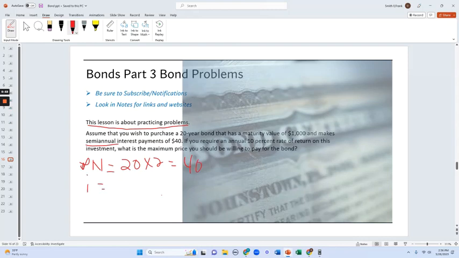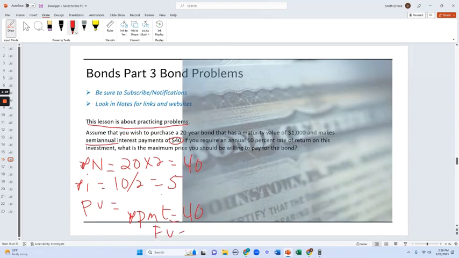The I that is required out there is a 10% yield by the market, but it too is semi-annual, and so that is 5%. The present value is what we're trying to find. It has a payment of $40. It says semi-annual payments of $40 right there. And then the future value of the bond is $1,000.